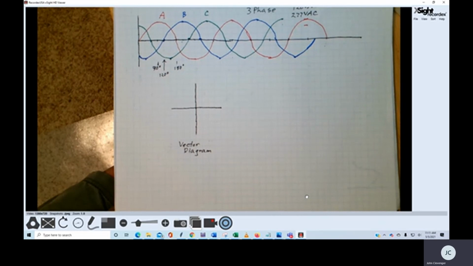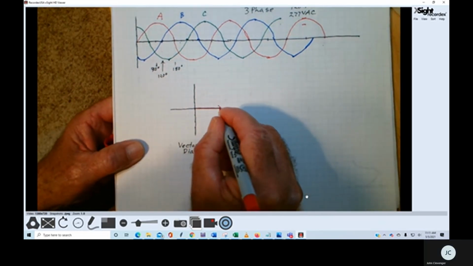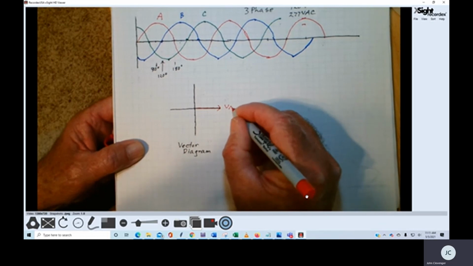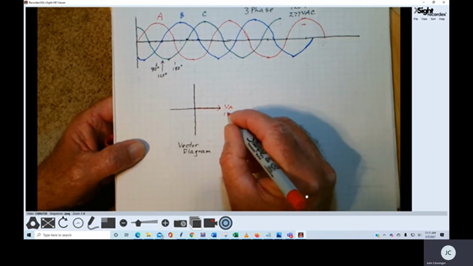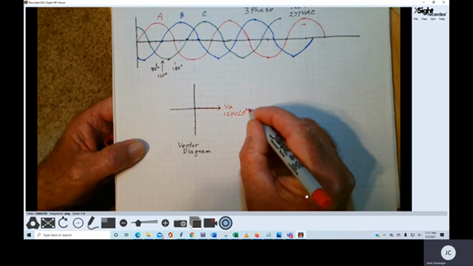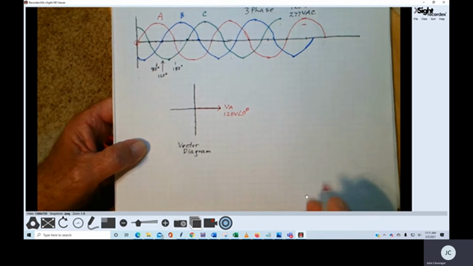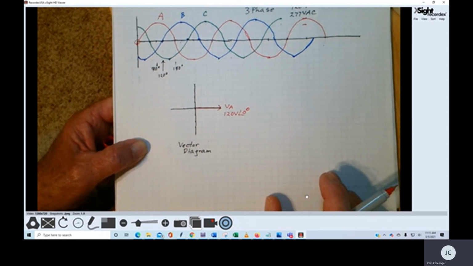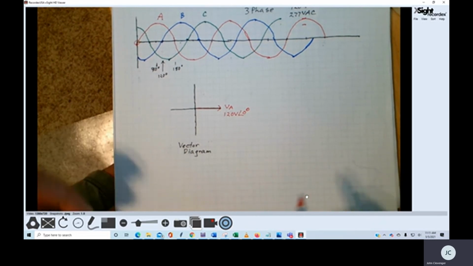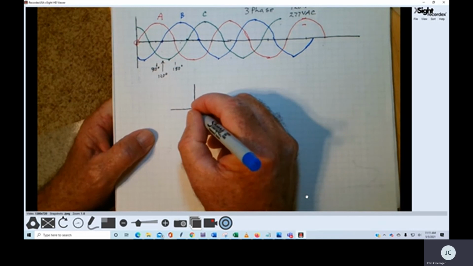So we've got one phase, that's phase A, that is right here, and we'll say that VA is 120 volts at an angle of 0 degrees. And I do that because phase A starts here at 0 volts. Now, where is phase B going to be? Phase B is going to be right here.